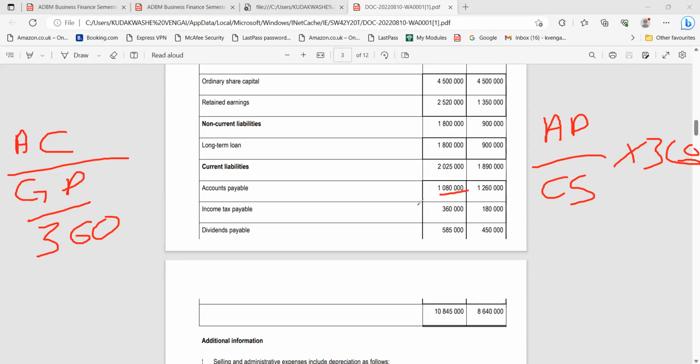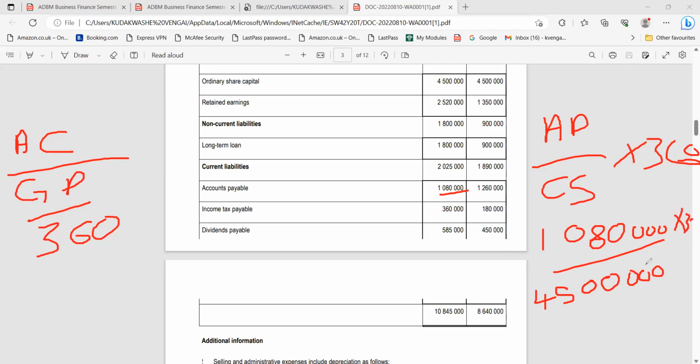Accounts payable, we've got 1,080,000 divided by credit purchases. If you check the notes at the bottom, you're told the credit purchases are 4.5 million. So you divide by 4.5 million, and you multiply everything by 360. Right. That in a calculator.